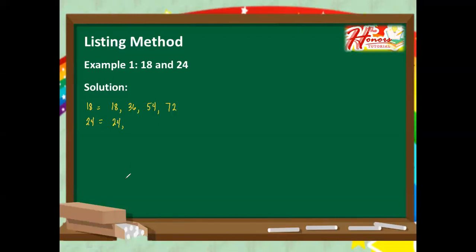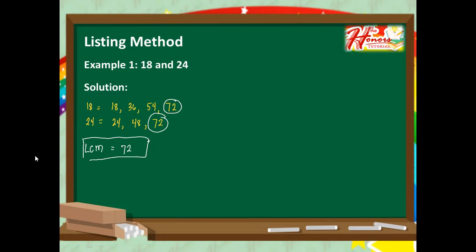24. 24 times 1 is 24. What is 24 times 2? That is 48. And what is 24 times 3? That is 72. So now you will get the first number that is similar to 18 and 24, and that is 72. So the LCM here using listing method is 72. So that's the answer for example 1.